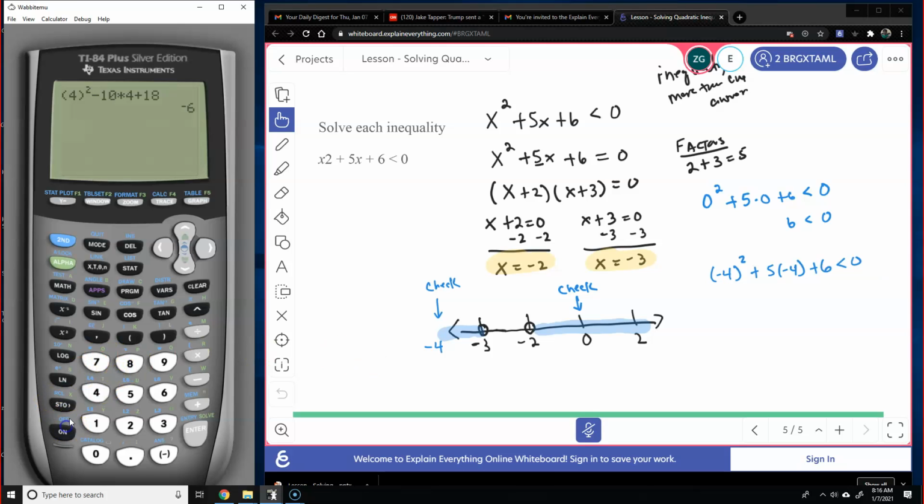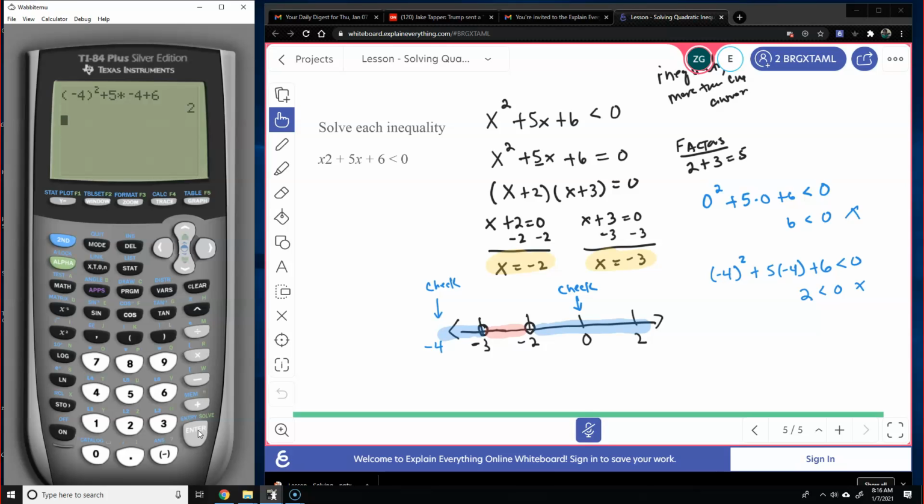So we go to our calculator, since we're dealing with a higher number. So we have -4 squared plus 5 times -4 plus 6. It's saying that 2 is less than 0, which is not true. It's not true. So the answer has to fall between -3 and -2.